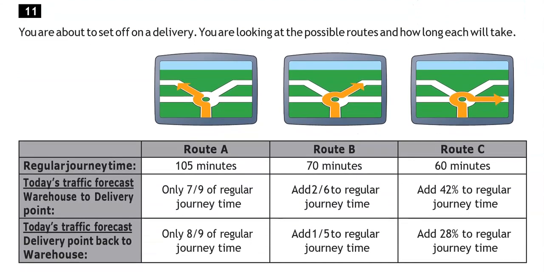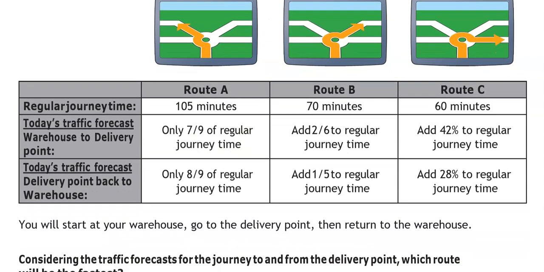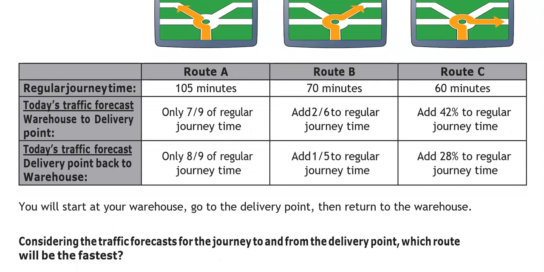You're about to set off on a delivery. You are looking at the possible routes and how long each will take. So we've got 3 different routes. You will start at the warehouse, go to the delivery point, then return to the warehouse. Considering the traffic forecast for the journey to and from the delivery point, which route will be the fastest?